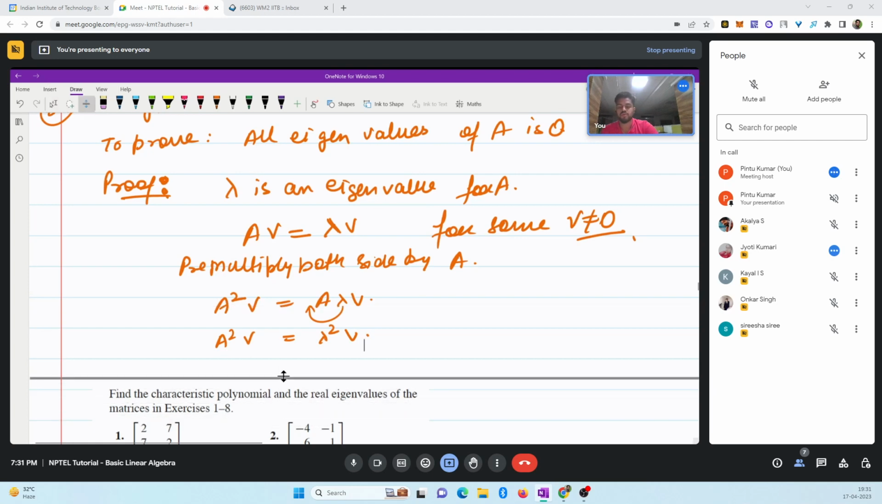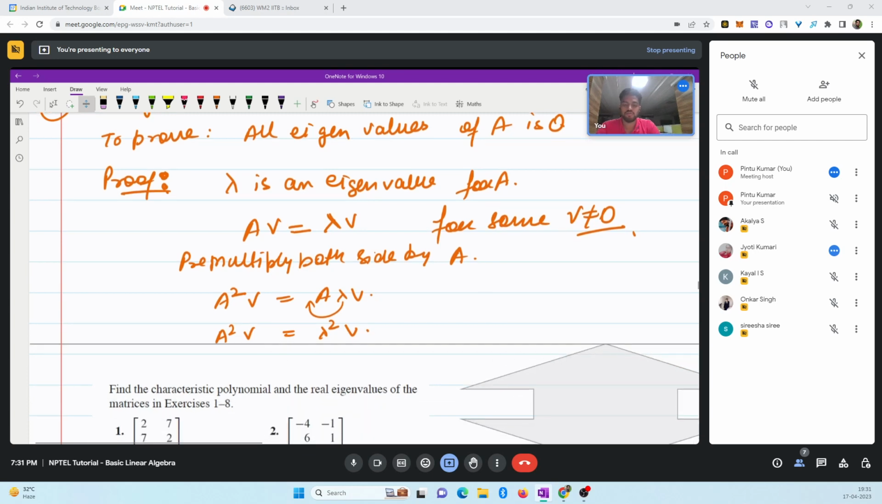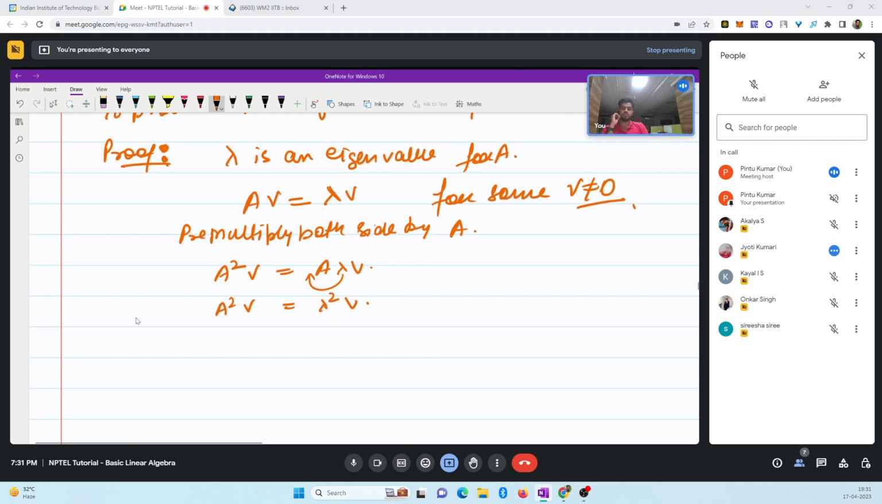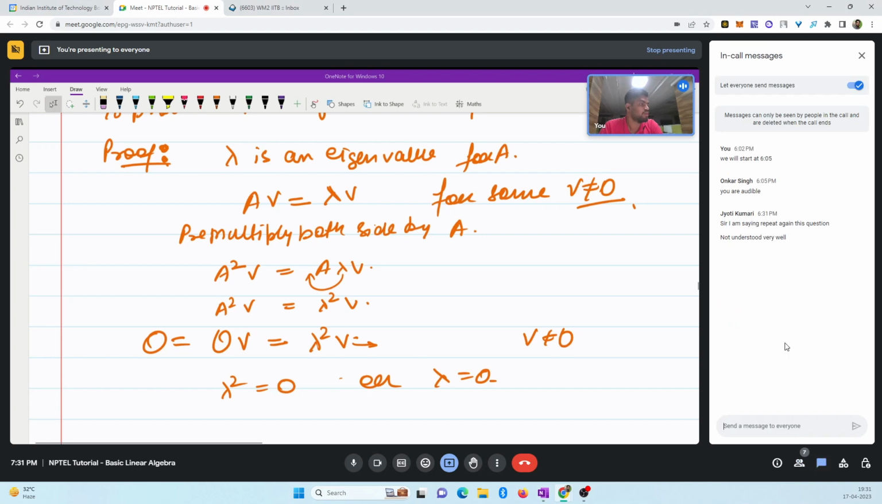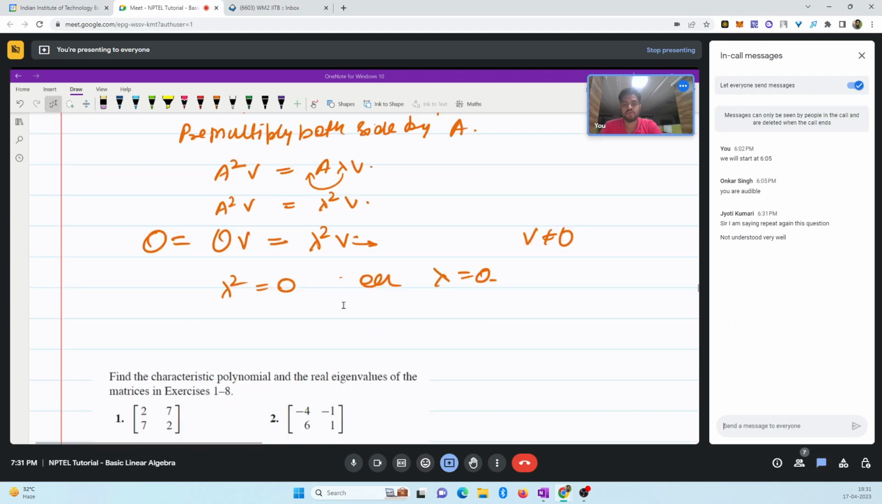Now A square is given to be the 0 matrix, so 0 times V is my lambda square V. So this is further 0. Now my V is non-zero, we know that. So what does that mean? That means my lambda square is 0, or lambda is 0. This is how we can prove this.